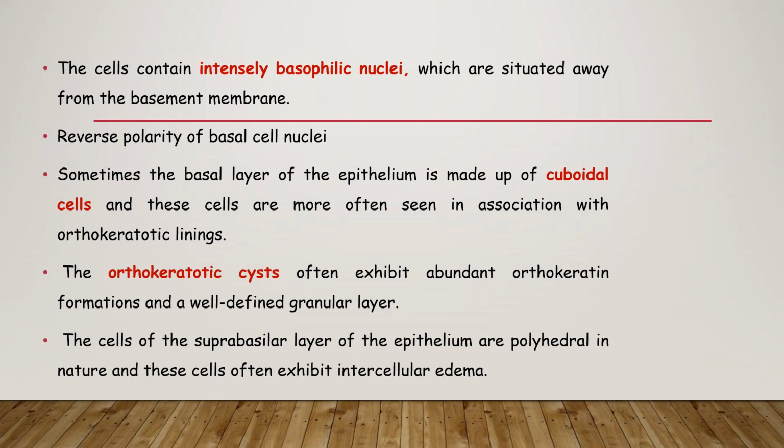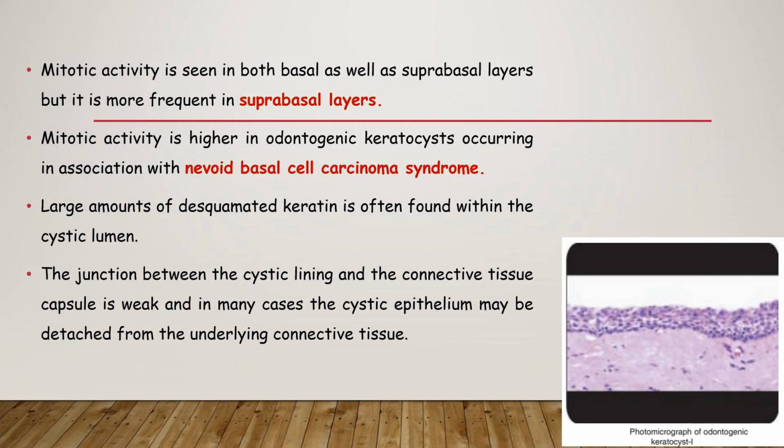The cells of the suprabasilar layer of epithelium are polyhedral in nature and often exhibit intercellular edema. This is nothing but the accumulation of fluid between the cells. Mitotic activity is seen in both the basal as well as suprabasal layers, but is most frequent in the suprabasal layers compared to the basal. It is higher in odontogenic keratocysts occurring in association with nevoid basal cell carcinoma syndrome.